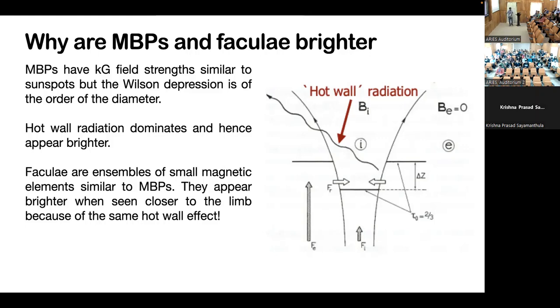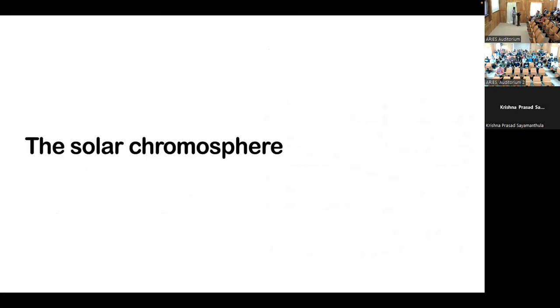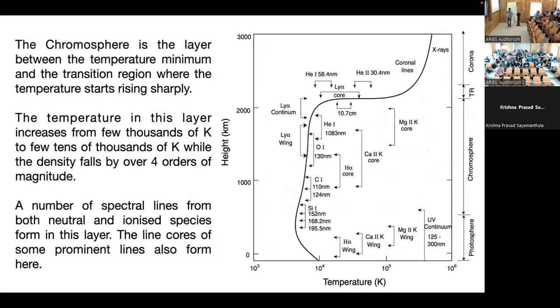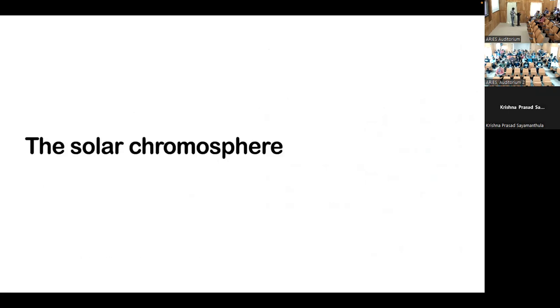So same for example, the faculae, what we are talking about, they are the small scale magnetic elements again. In fact, I'll come to plages, I suppose. Yes. So we move to the solar chromosphere. They were brighter. So they were of larger diameter.